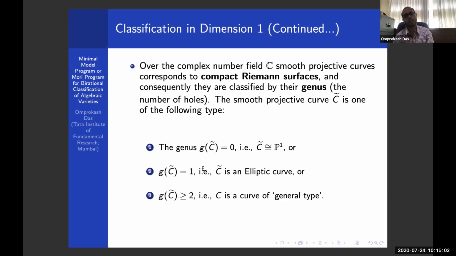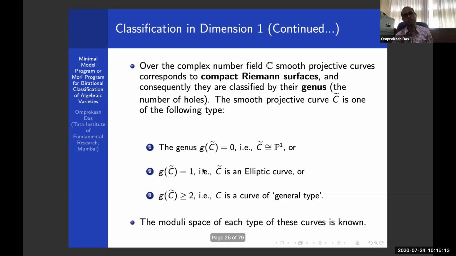So these are the two objectives of the minimal model program. First, find a suitable minimal model, and then try to classify it as explicitly as possible, so that you know exactly what they are. Moreover, apart from this genus classification, we also know the moduli space of each of these curves due to Deligne and Mumford, the spaces M_g,n. So basically for curves, we know everything there is to know in terms of the minimal model program.